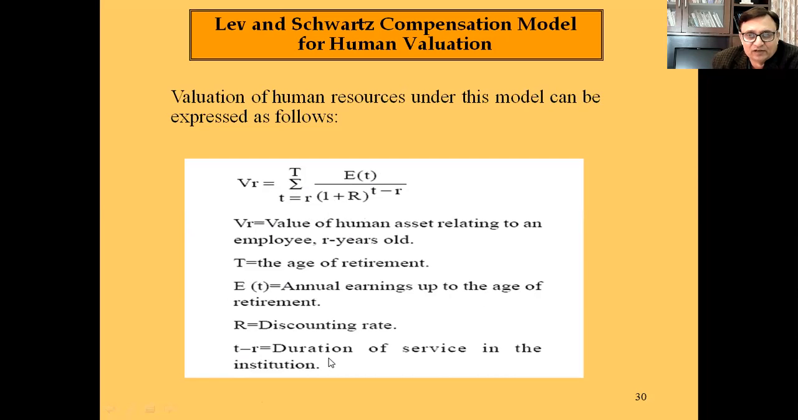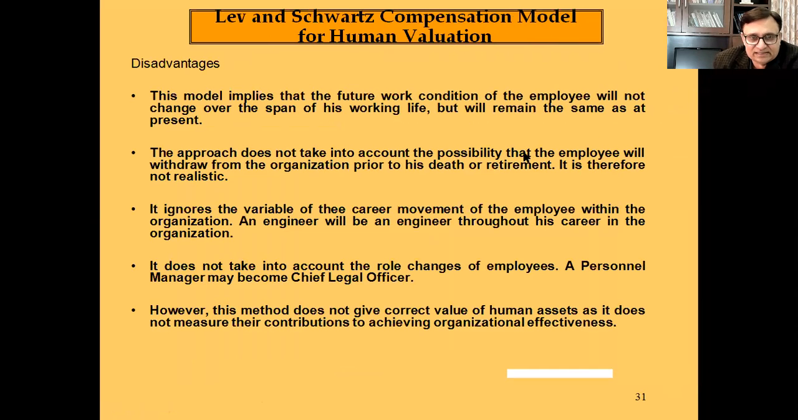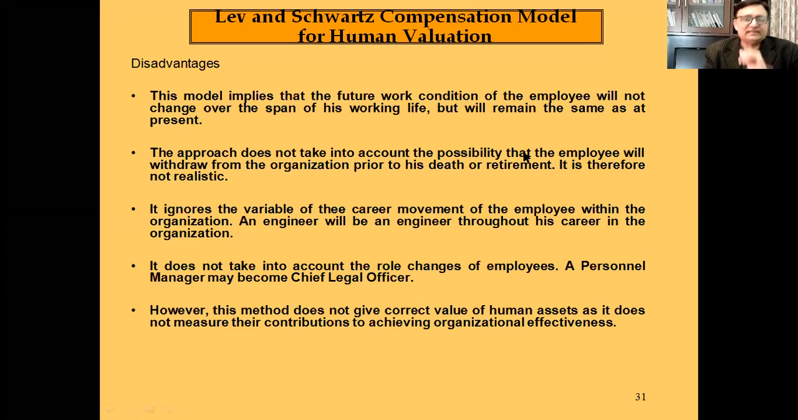So by using this formula, we can arrive at the value of the human resources as far as the Lev-Schwartz compensation model is concerned. But there are certain disadvantages of the Lev-Schwartz compensation model. This model implies that the future work condition of the employee will not change over a span of time, but will remain the same. This is not going to be true, because the work conditions are going to change. This approach does not take into account the possibility that the employee will withdraw. Here probability has not been considered, but Flamholtz's model, which we considered earlier, has taken it.